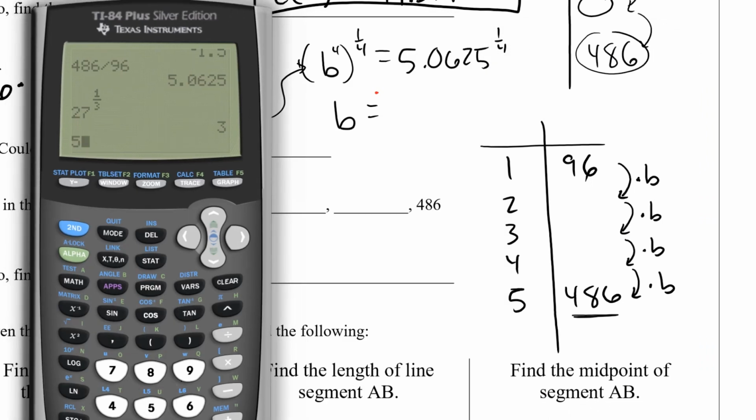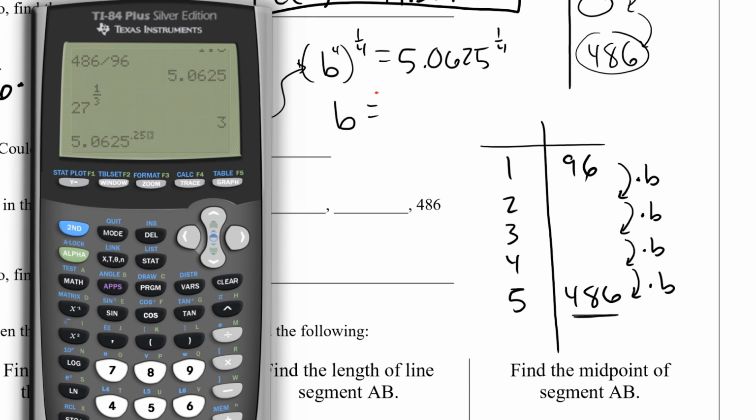So I've got 5.0625, and I want to raise that to the power of a fraction. I could put 0.25, but I'm here. Why not grab the cute little fraction template? You know what? Let's put 0.25 there.